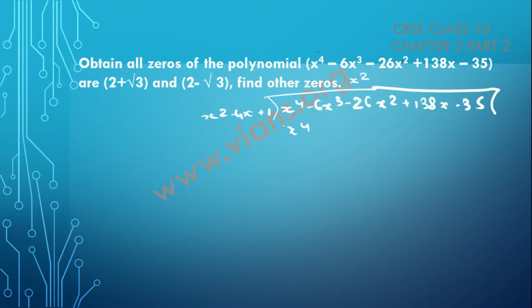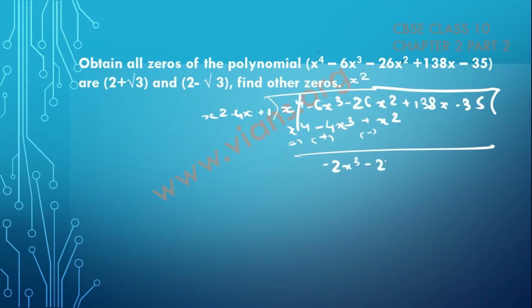So x power 4 minus 4x into x square becomes minus 4x cube, minus 4x square plus 1 into x square, minus 4x into x square becomes minus 4x cube, x square into plus 1 becomes plus x square. Minus plus minus cancel, this becomes minus 2x cube minus 27x square plus 138x minus 35.